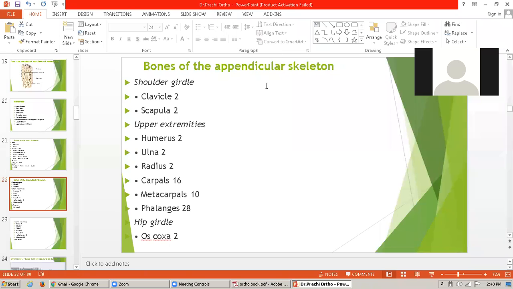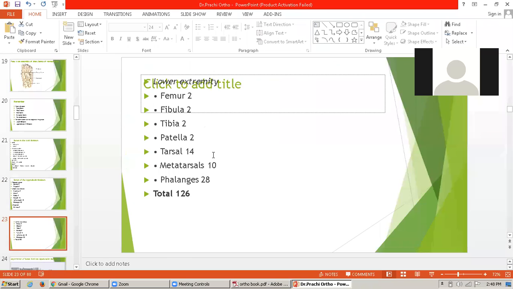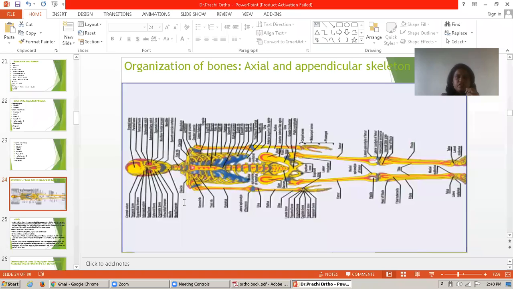Then the bones of the appendicular skeleton, which contain the shoulder girdles, that is two clavicles, two scapulae, upper extremities in that two humerus, two ulna, two radius, 16 carpals, 10 metacarpals, 28 phalanges, hip girdle, and os coxa. So, in the lower extremity, there are two femur, that is right and left, two fibula, two tibia, two patella, 14 tarsals, 10 metatarsals, and 28 phalanges. So, totally 126 bones are present in the appendicular skeleton.